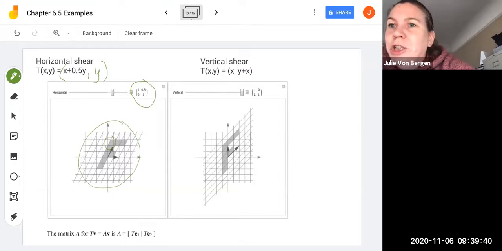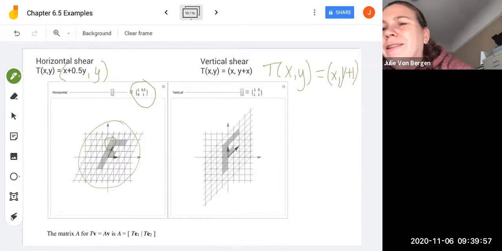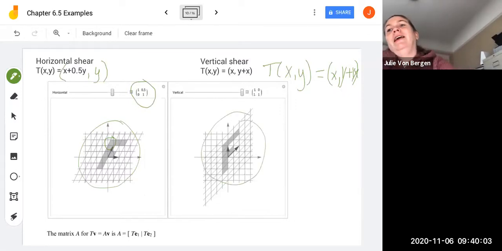And then the vertical shear here, we're using a 1, so the shear is going to be T of x, y equals x, y plus 1x. That's why I didn't change the x. So here is what the vertical shear looks like when the shear constant is 1. This is the formula I typed out here. I just didn't say 1x.